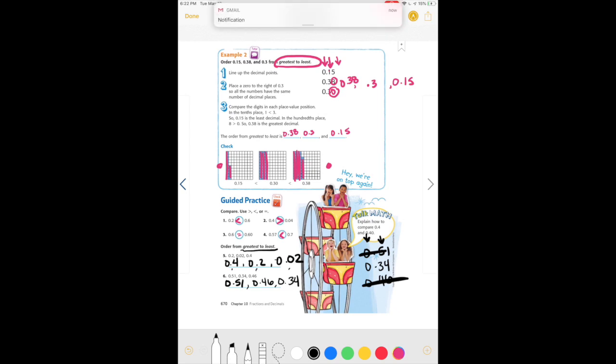Line it up, make sure they're all even, and then go ahead and compare and figure out what's the highest decimal. Or if it wants it from least to greatest, then start here.